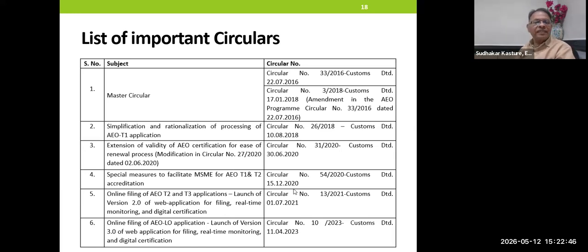Reference documents are listed here. Master circular, simplification and rationalization of processing of T1 applications, extension of validity, special measures to facilitate MSME, online filing of AEO T2 and T3, online filing of AEO LO. I have given you all the basic circulars so that you get complete idea. You can read this and file. Of course, I am going to explain you all the processes, but please understand these are your reference documents. As I told you, it started in 2016 and then onwards 2018, 2020, 21, 23. All these circulars have been issued.